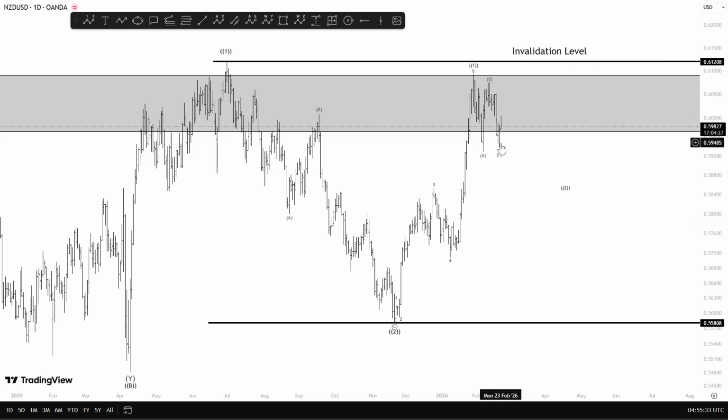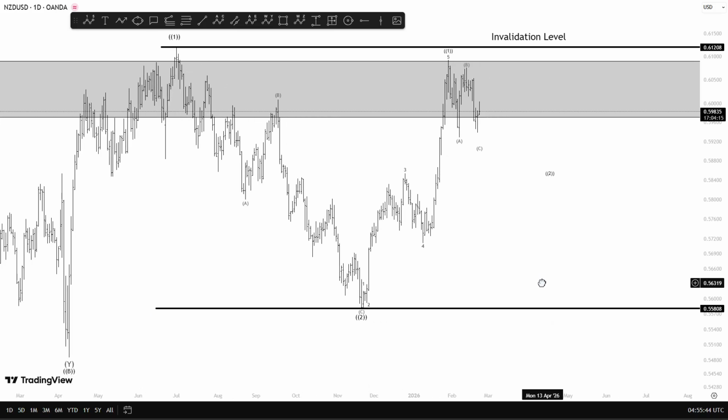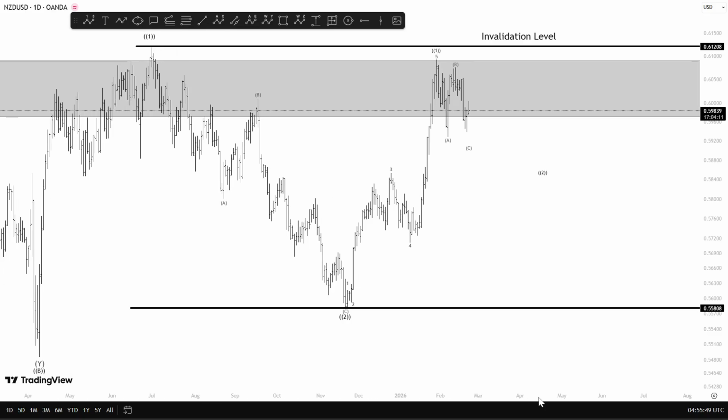And for us to form this two, you need to complete this corrective structure. And right now, what we're expecting is a double three or a triple three. It's very common in New Zealand USD, double three and triple three. So this is WXY, this ABC, which is 1, 2, 3, 4. Currently, we are in an ending diagonal. It is called ending diagonal.